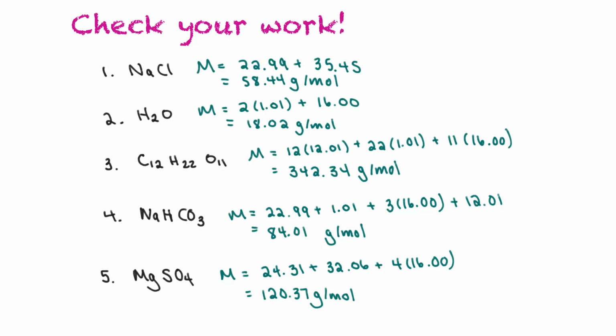342.34 grams per mole. Sodium bicarbonate is equal to the molar mass of sodium, plus 1 hydrogen, plus 3 oxygens, plus 1 carbon. That equals 82.01 grams per mole. And then magnesium sulfate or Epsom salts is equal to the mass of a magnesium, the mass of a sulfur, and the molar mass of 4 oxygens. So that's equal to 120.37 grams per mole. Now, if you have a scale, you can weigh out those samples and see the differences between them.